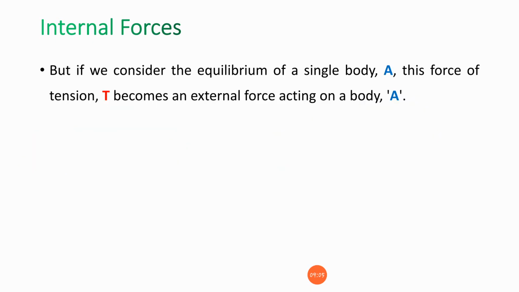Next, internal forces. But if you consider the equilibrium of a single body, suppose in the two bodies we have taken A and B, and now we consider only the single body A, this tension force T becomes an external force acting on the body. Here we can see the mass on the incline, A. The self weight acts in the downward direction, and this also becomes an external force. The next one is the tension in the string between A and B, T, which also becomes an external force, and R is the reaction force from the inclined plane at the point of contact of the mass A.